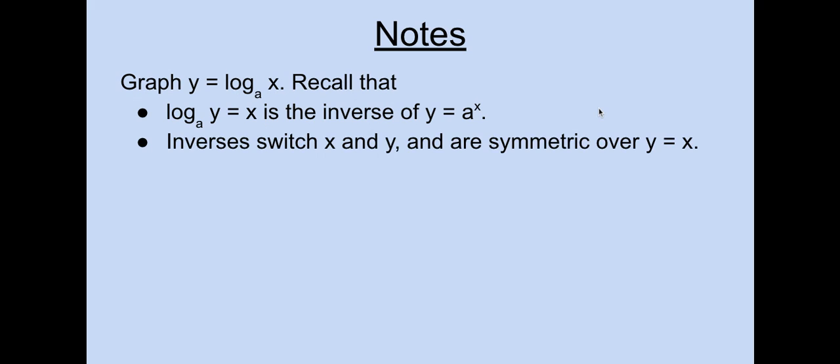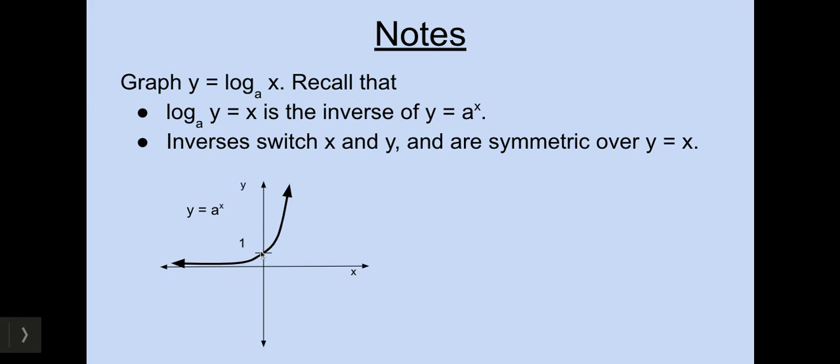Also remember that an inverse just switches x and y. So we're going to solve for x equals. So we just switch the independent and dependent variable. That was nice. And then remember, inverses also are symmetric over y equals x. That'll help too. So why don't we graph y equals a to the x? That's a simple exponential, right?